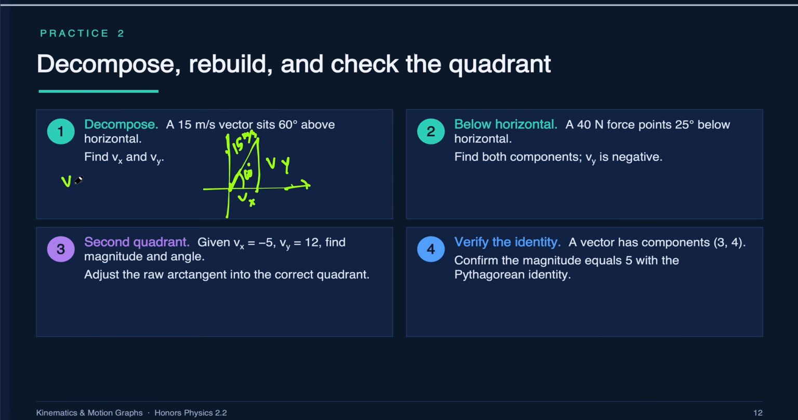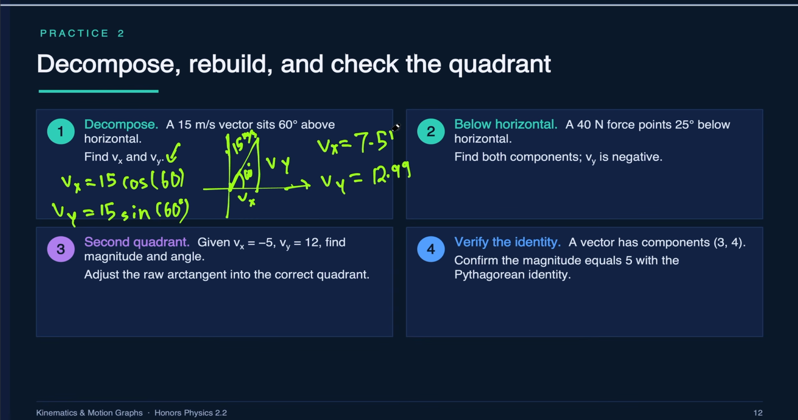So Vx is going to be 15 cosine 60 degrees. And Vy is going to be 15 sine 60 degrees. Right? So if you pull out your calculator, cosine 60 is 0.5. So Vx would be 7.5. Vy would be 15 times sine of 60. And sine of 60 is 0.866, right? So times 15, 12.99. And remember your units, meter per second, meter per second.